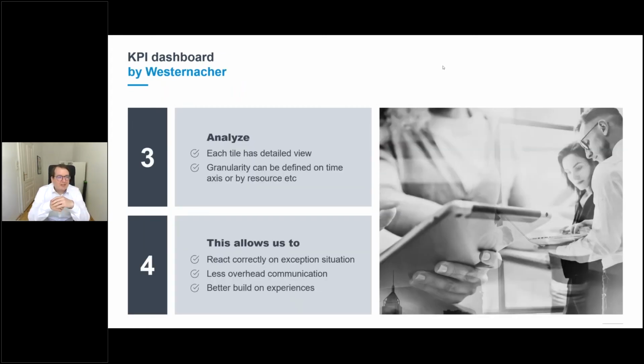So coming back to the KPI dashboard by Westernacher, what did we just see? Each tile has a detailed view, and the granularity can of course be defined by the user. So you can zoom in, zoom out, and change the granularity of the data to your needs. This allows you to react correctly to the situation, even with some suggestions from the system. And of course, it leads to less overhead communication.